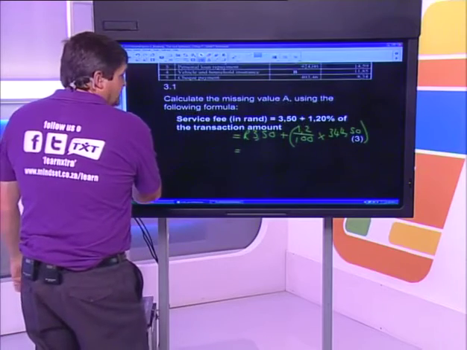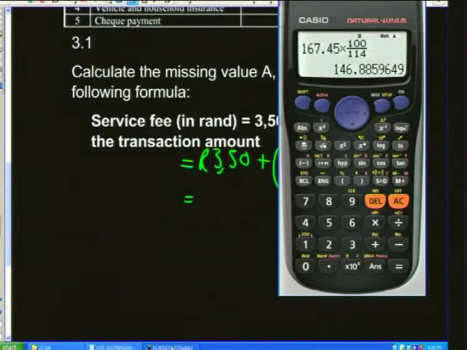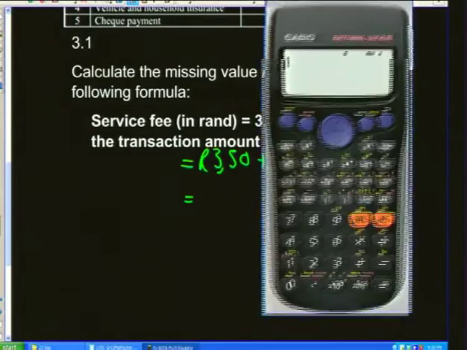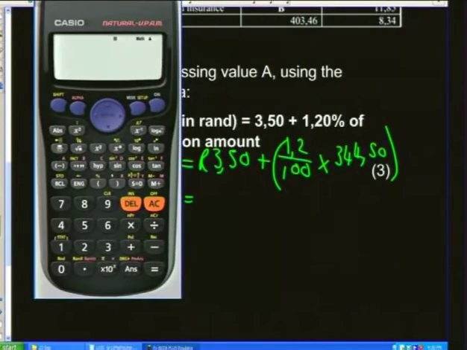So here we go. Out comes our calculator. It's going to do it for us. Again, I'm going to move my calculator because it's in front of the figures. Okay, and away we go. Fraction button, 1.2 over 100 multiplied by 344 Rand and 50 cents. Okay, equals, and there's my answer, 4 Rand 13 cents.